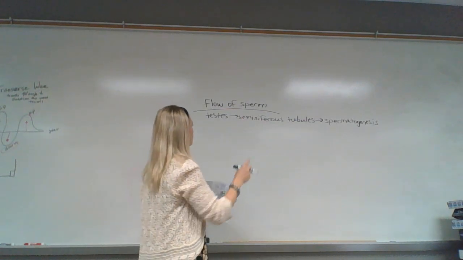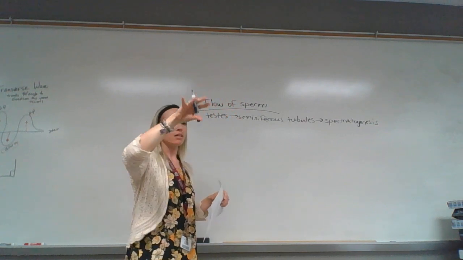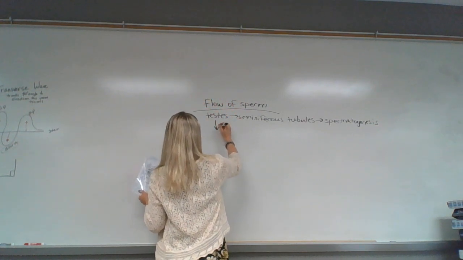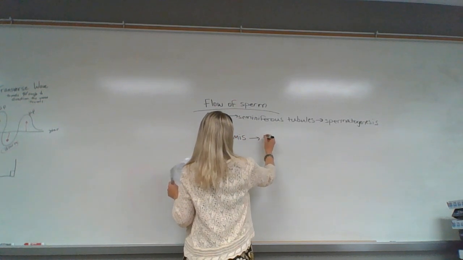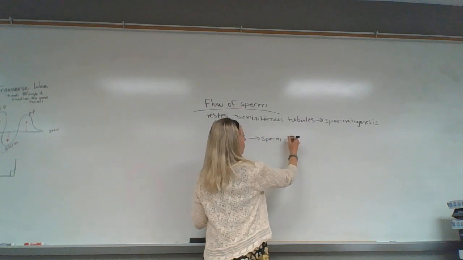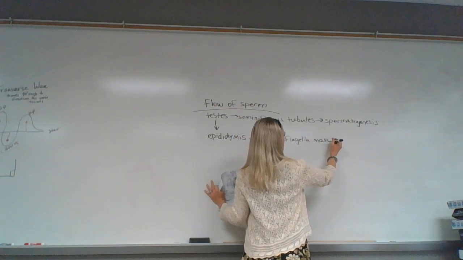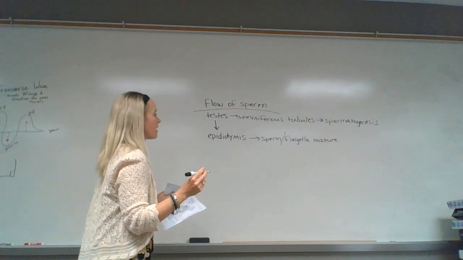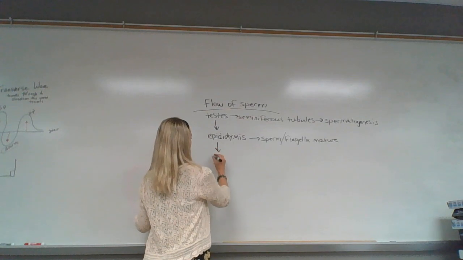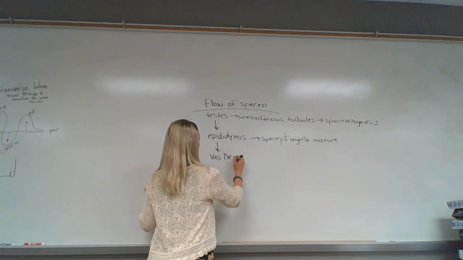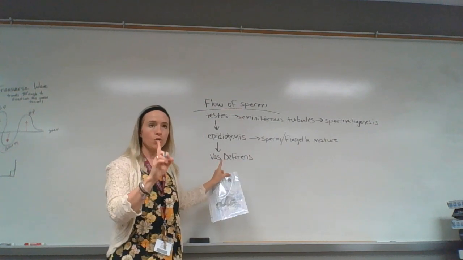And the sperm, after they're made, are going to flow into a series of tubules that sit above the testes called the epididymis. And this is where the sperm, specifically the flagella, mature and become functional. And after that, it's going to go into the vas deferens. And at this point, it is only sperm, no semen.